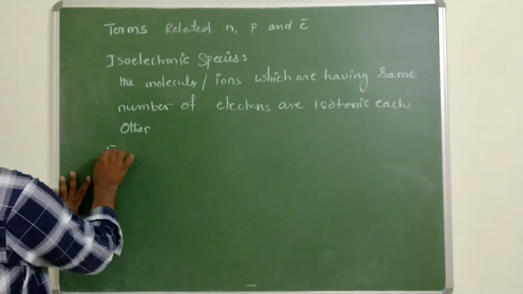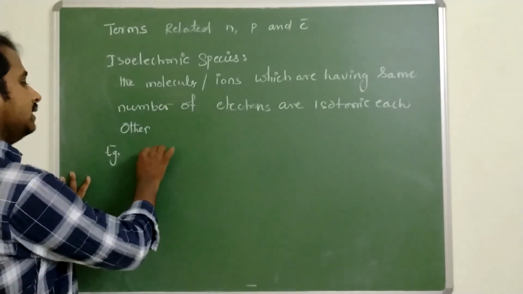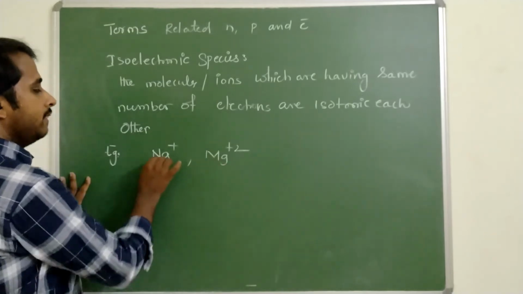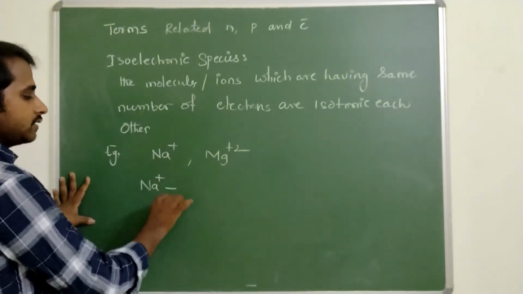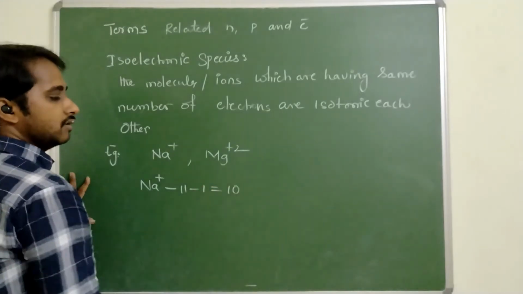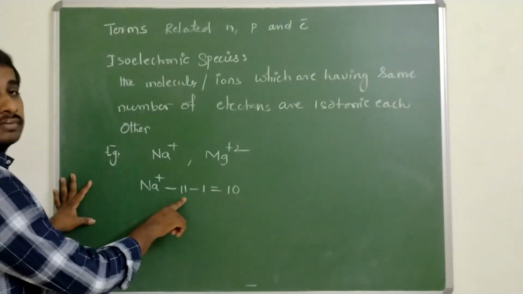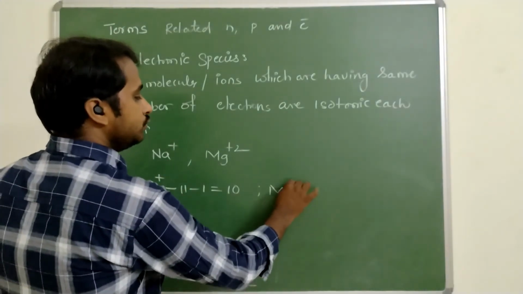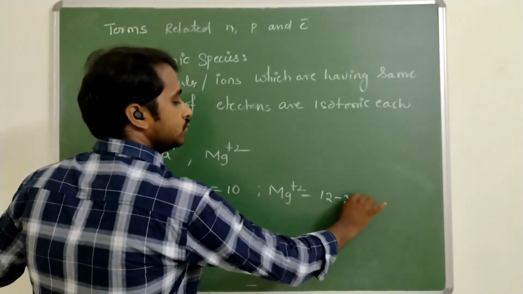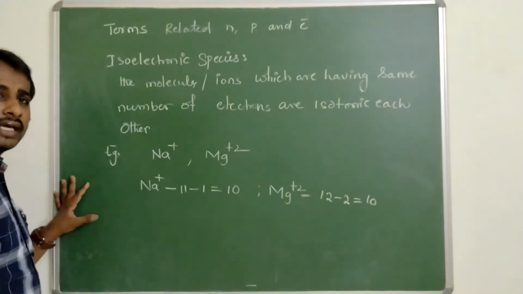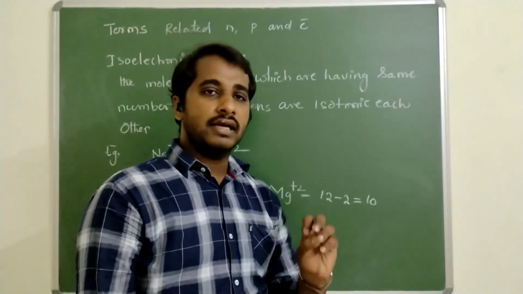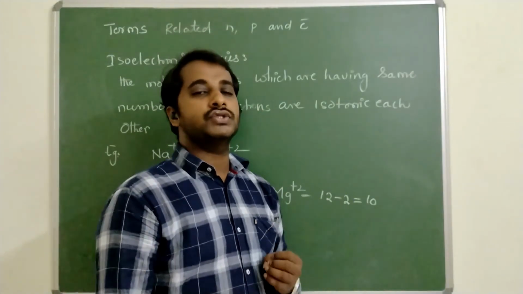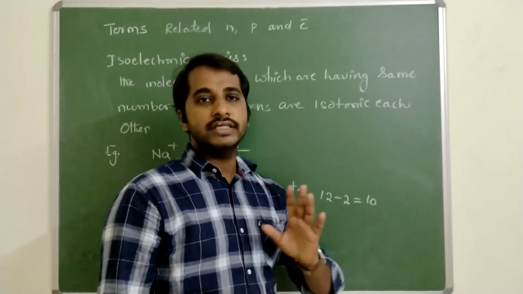For example, Na+ and Mg2+. Na+ means how many electrons are there? 11 minus 1 is 10. How did I write 11 minus 1? The atomic number is 11, and plus means we need to remove 1 electron, so 10 electrons. Coming to Mg2+, 12 minus 2 is 10 again. So molecules or atoms or ions which have the same number of electrons are called isoelectronic to each other.